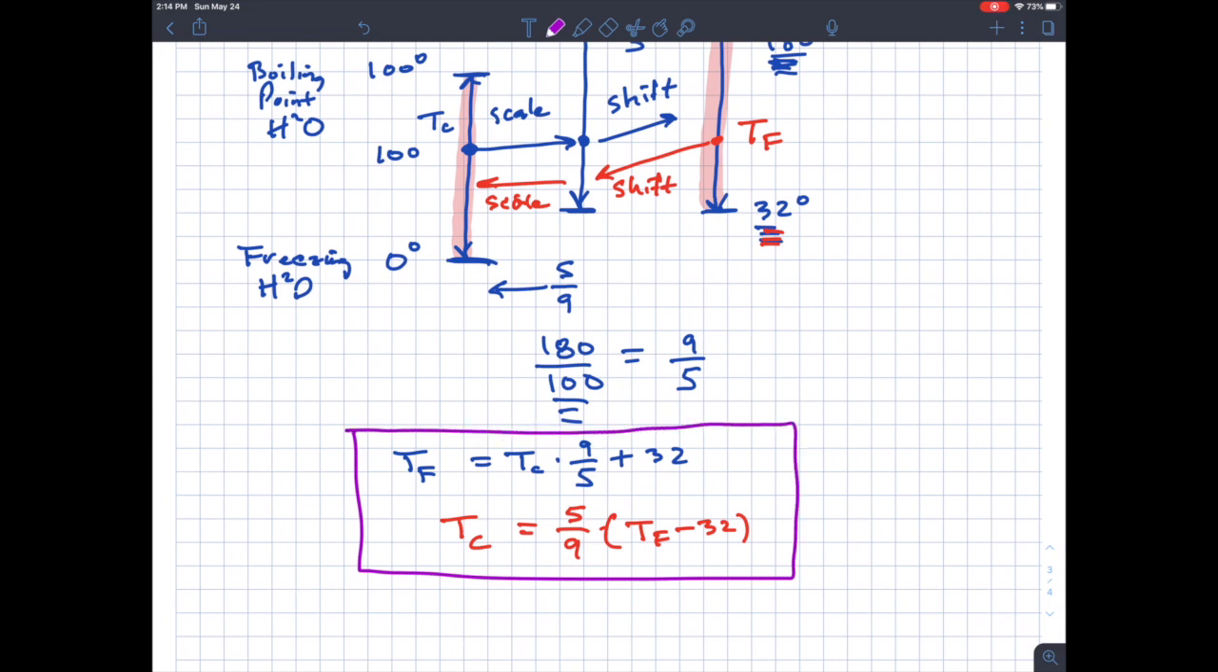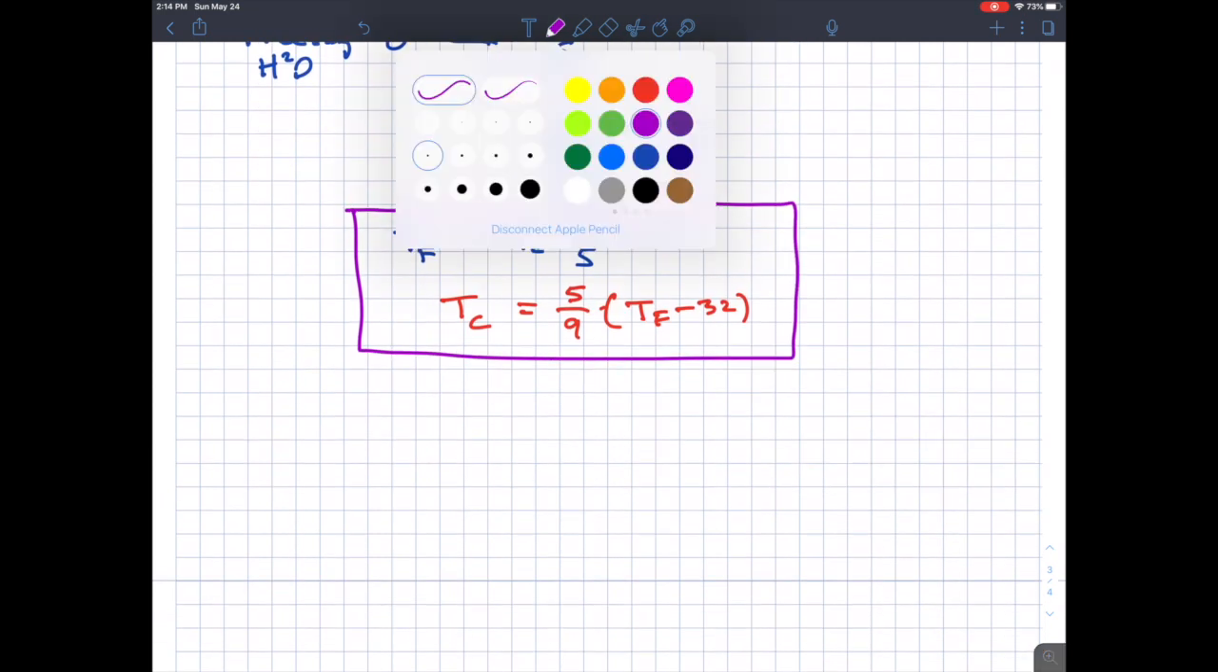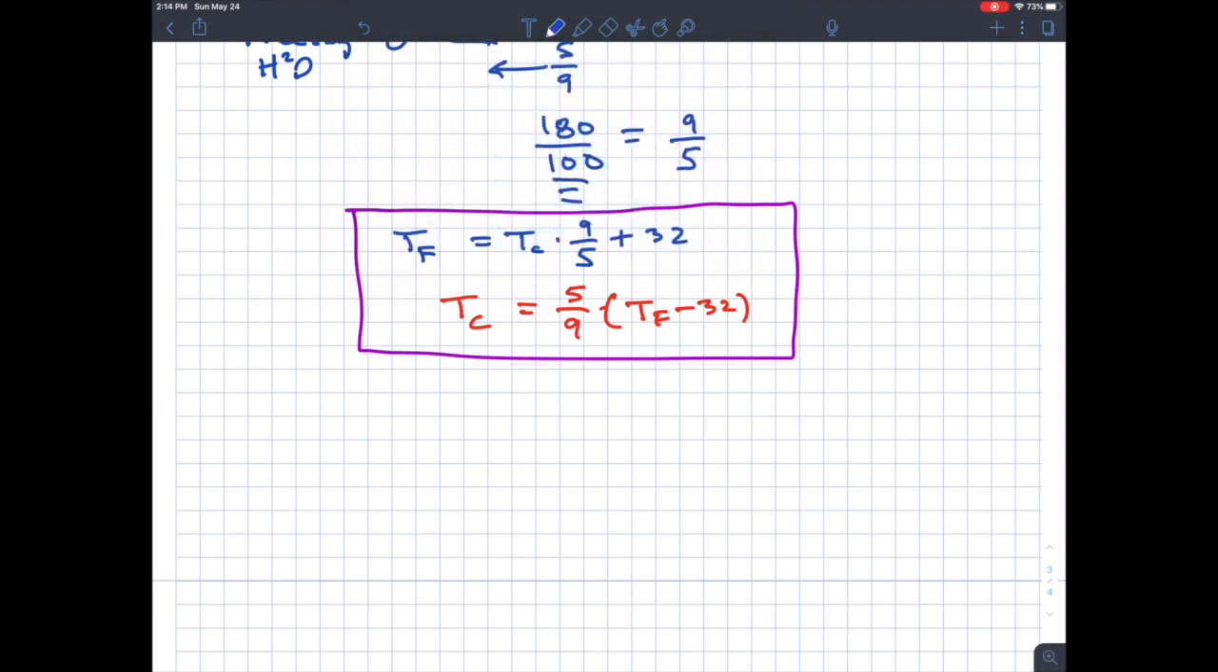Okay, so I just did the one on Siri. All right, if I take TF to be 100 degrees, I subtract 32, multiply by 5, divided by 9, and I should get 37.8. Okay? All right, so that's how that conversion works.